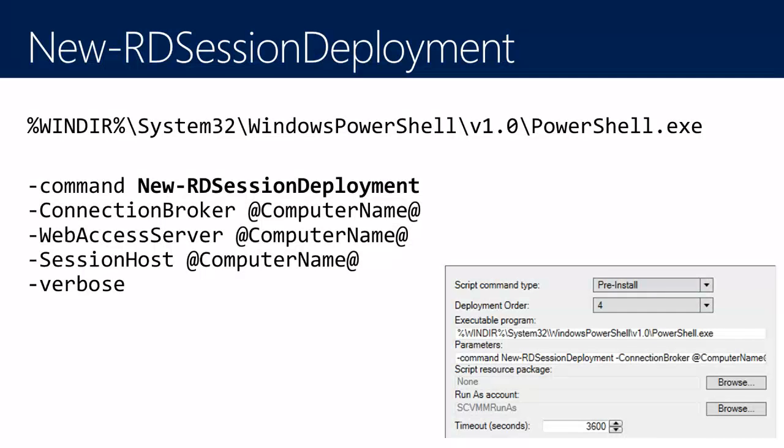Now, does anybody notice what's sitting behind those switches? Another variable. VMM has built into it about half a dozen or so built-in variables that become very handy when you're performing these kinds of activities. One of which is @computername@. This resolves to the fully qualified domain name for the computer that you have defined earlier on in this entire process. So @computername@ gives you the ability to say, all right, this is the computer name that I'm creating. Go ahead and make it the connection broker. Go ahead and make it the web access server, and make it also the session host. Pretty impressive. It gets more exciting.